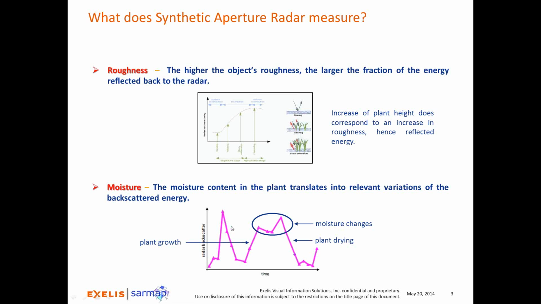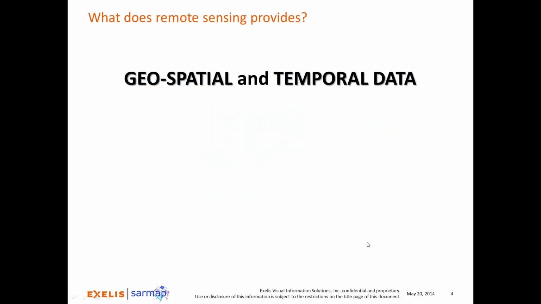So basically if we repeat our SAR measurement through the whole growing period of the plants, we can extract a lot of information about the stage of growth of the plants, the stage of maturity, and the amount of water content that is in the plants.